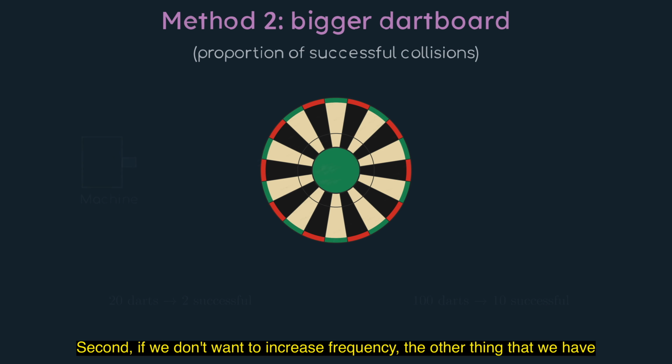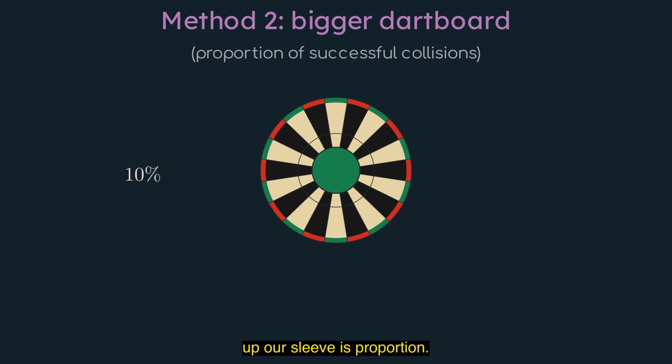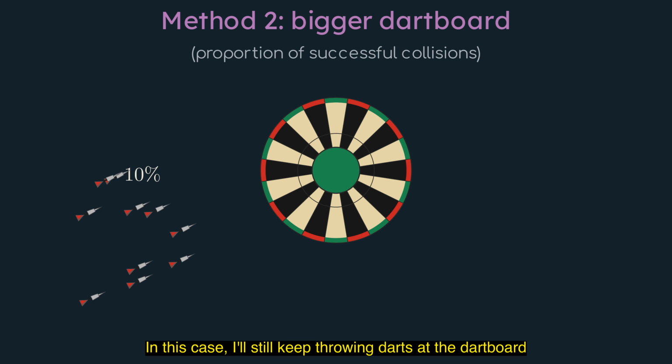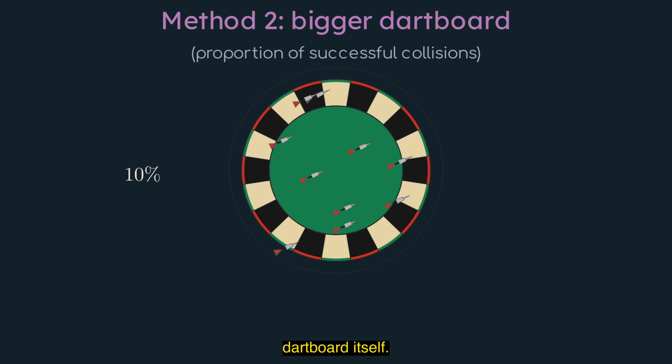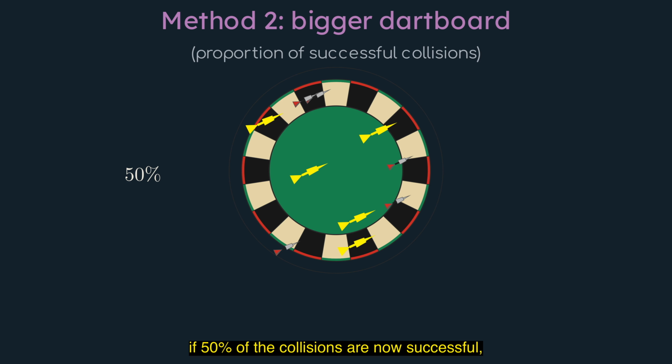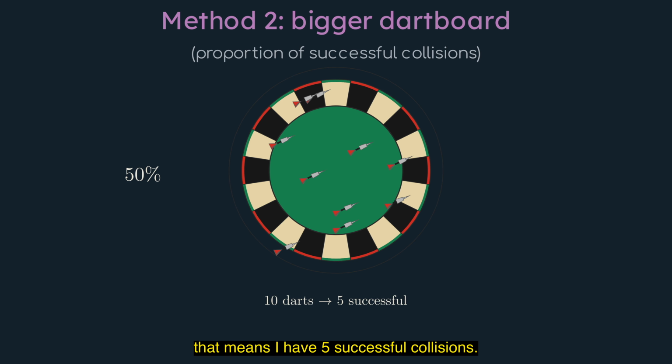Second, if we don't want to increase frequency, the other thing that we have up our sleeve is proportion. In this case, I'll still keep throwing darts at the dartboard by hand, but this time we're going to increase the size of the dartboard itself, such that my chance of hitting the bullseye is now, for example, 50%. So now, even though I'm throwing the same 10 darts, if 50% of the collisions are now successful, that means I have 5 successful collisions.